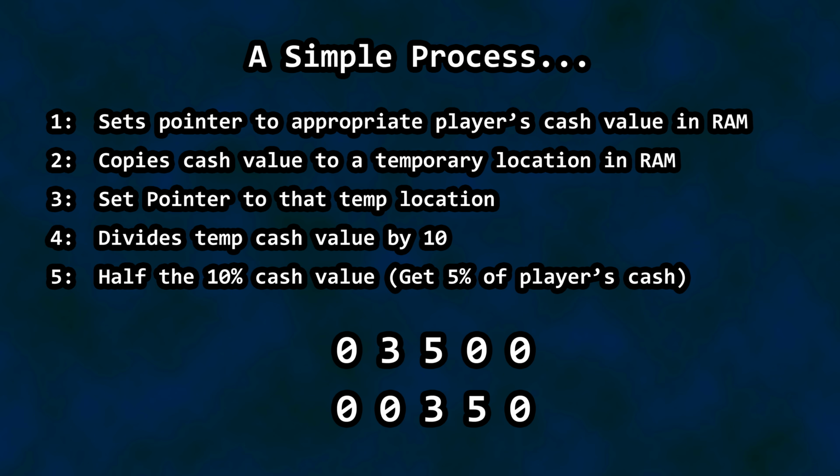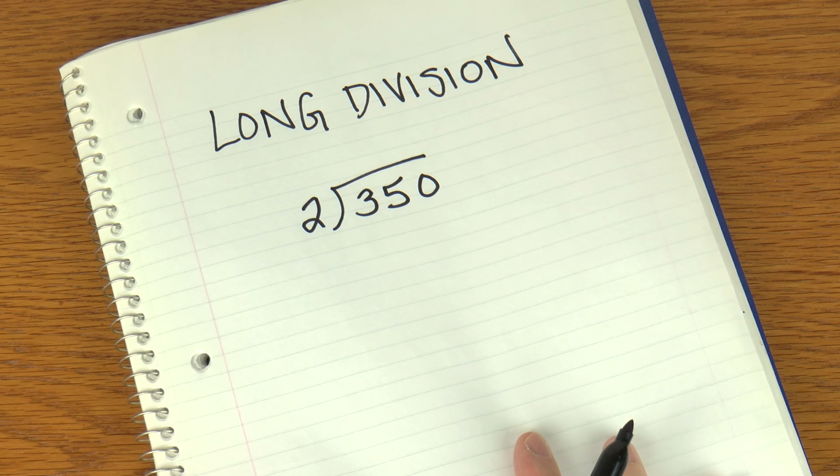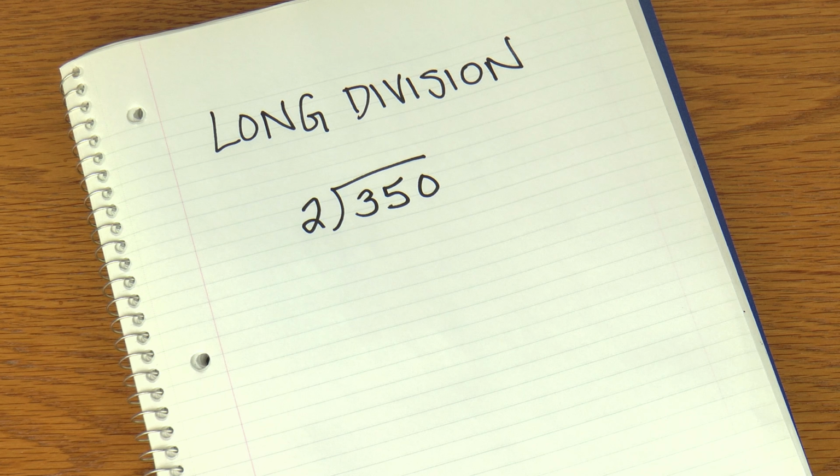How is that done? Division by 2 is a staple of sorts in binary arithmetic. Best way to illustrate this? We go old school. Seriously, like 4th grade. It's time for long division.